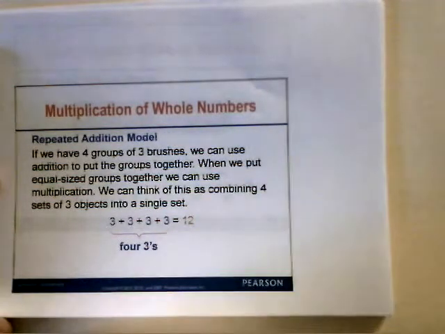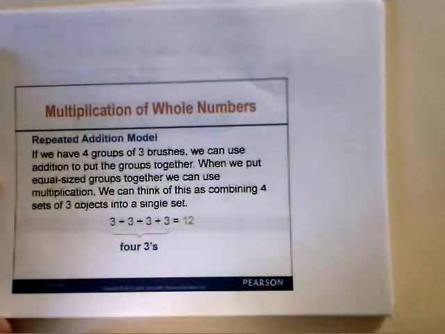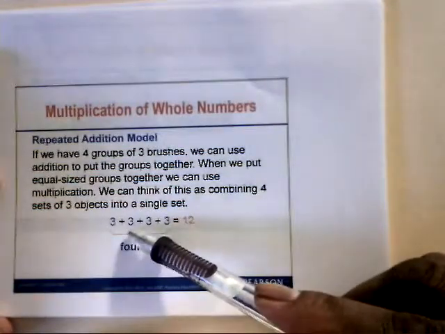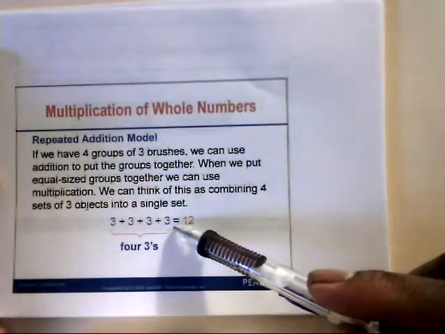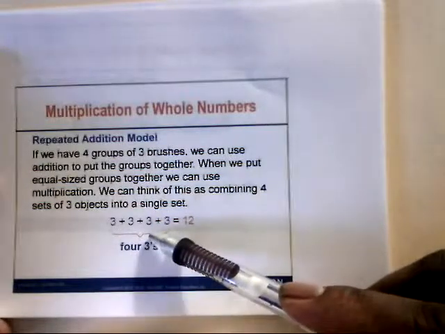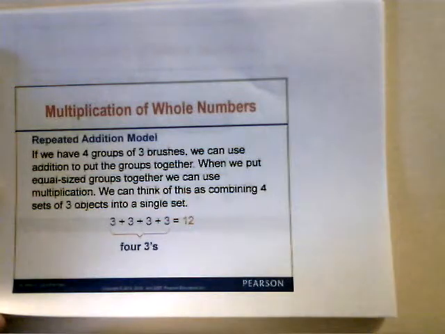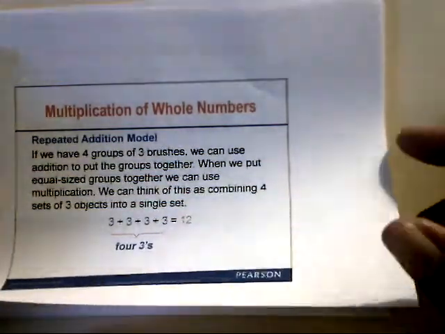So we can think of that as multiplication as well. Let's start with the repeated addition model. If we have 4 groups of 3 brushes, we can use addition to put the groups together. When we put equal sized groups together, we can use multiplication. We can think of this as combining 4 sets of 3 objects in a single set. So here we got 4 sets of 3s. So 3 plus 3 plus 3 plus 3, which will be 12. So we can think of that as 4 times 3 is equal to 12, because we're adding 3 4 times.